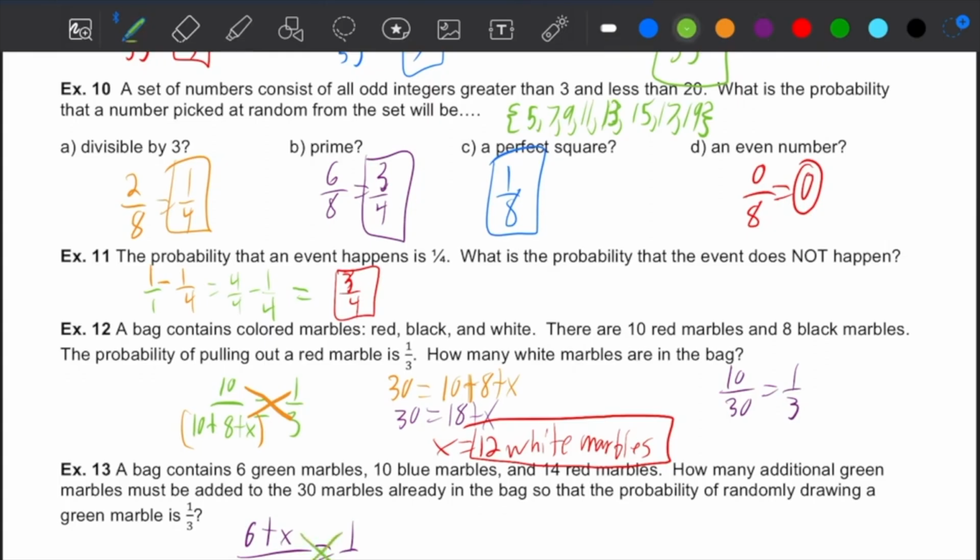So you'll cross multiply. You do 3 times 6 and 3 times x to get 18 plus 3x. 1 times 30 is 30, and 1 times x is x. I'm going to subtract x from each side and get 2x. Subtract 18 from both sides and get 12. I'm now going to divide both sides by 2 and get x equals, try to not get 11, but 6. So you would need to add 6 green marbles.